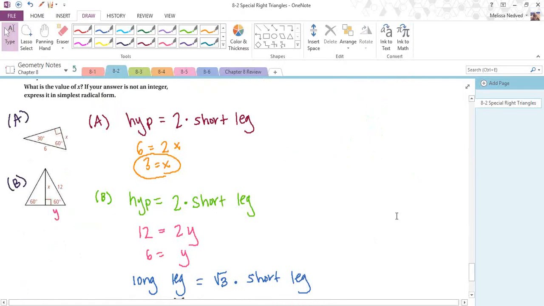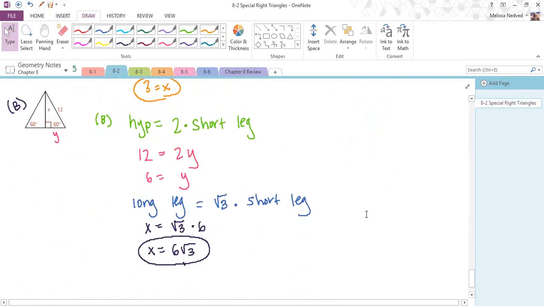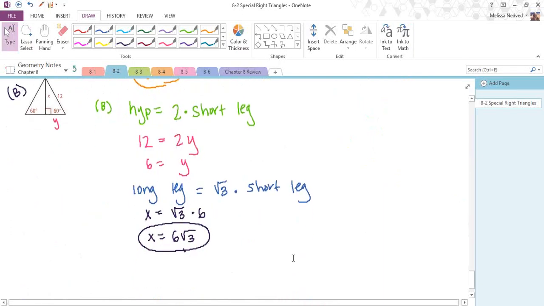So for part A, you should have got X is equal to 3, and I've left my work here for you to look at. In part B, you should have got X is equal to 6 times the square root of 3. And again, my work is there for you to look at. If you have questions, please don't hesitate to ask.